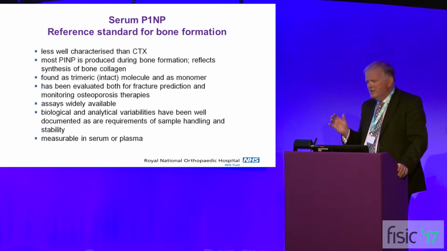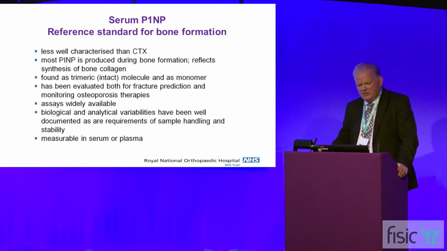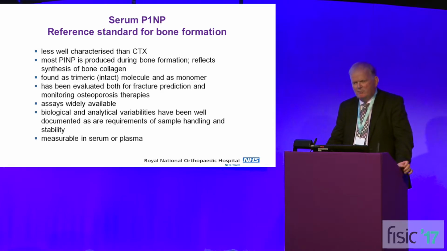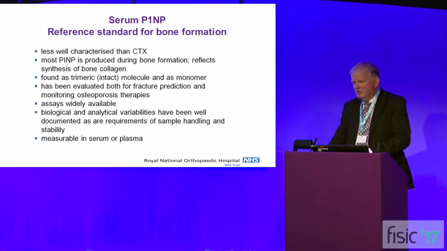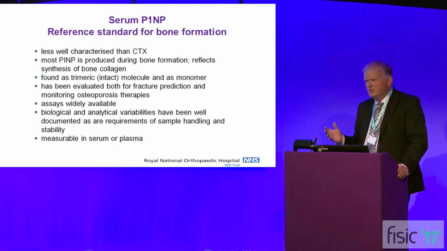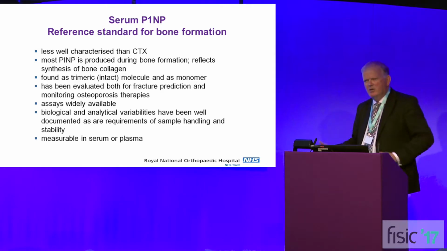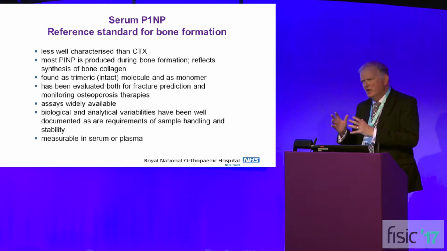Serum P1NP is the marker of bone formation, and again, the characteristics of it are there. It's a very good marker of bone collagen synthesis. The attractiveness here for a lot of people is that it's a much more robust assay. So you can put the blood sample in an envelope, post it off somewhere, and 2 days later, it might arrive in the laboratory. You're still going to get an accurate assay. It's a lot more robust than the CTX, but it's giving you a marker of bone formation. So in that respect, it's a very good, reliable marker.